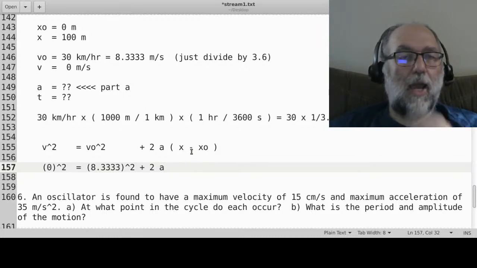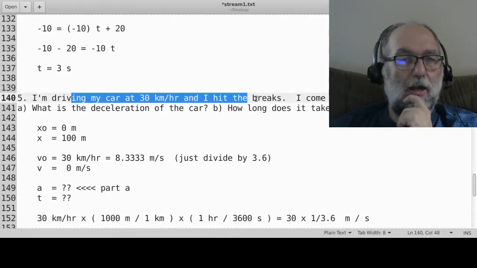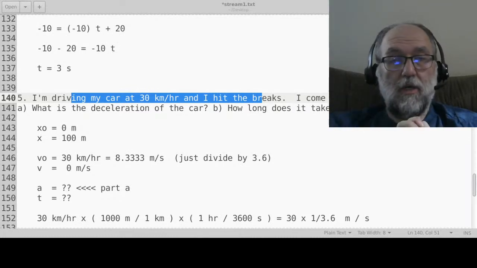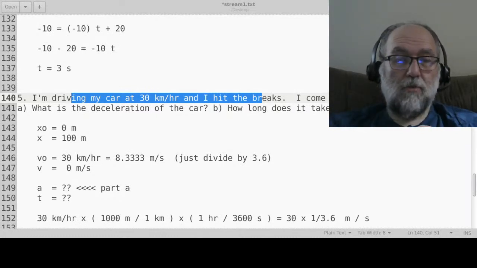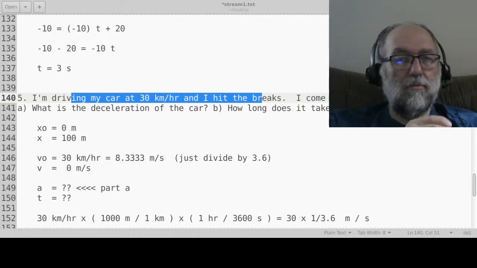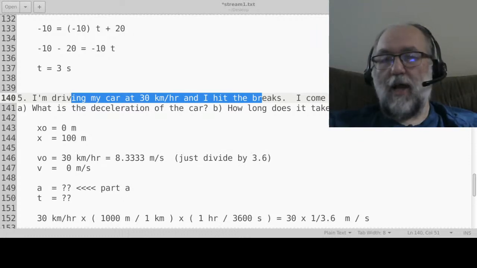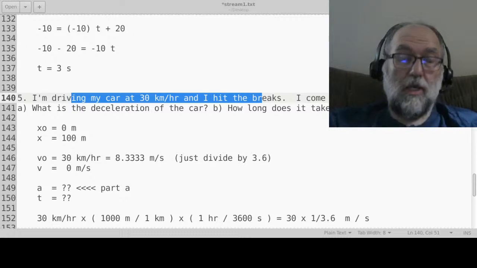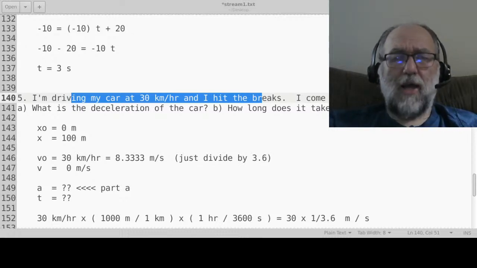I wanted to do a problem where we had a car driving, because when you throw things up and down, the acceleration is always negative 10 meters per second squared. It's always 9.8 rounded off to 10 down. But that's not the only time you might have constant acceleration. This is an example where you have constant acceleration when you hit the brakes, and that's a pretty good approximation.